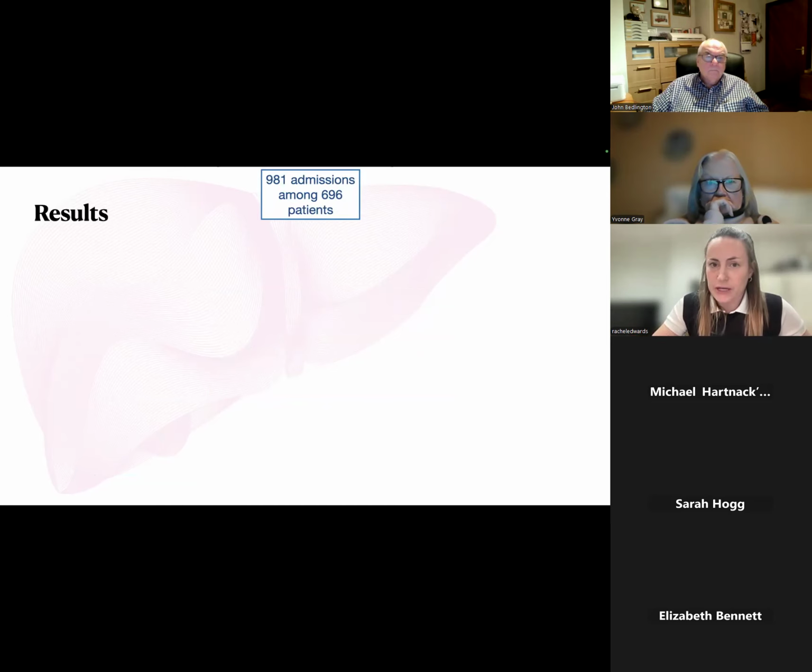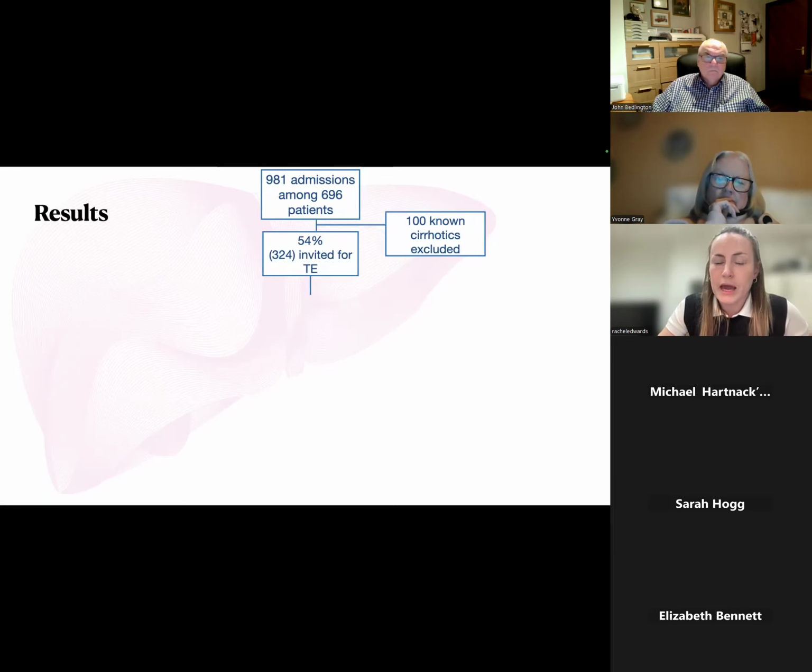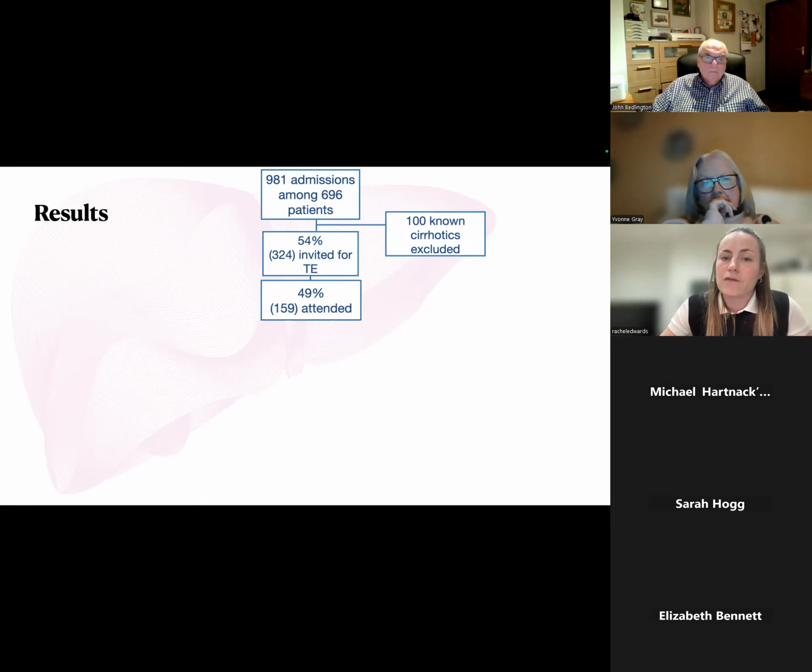So during that 1-year time period, there were 981 admissions among a total of 696 patients. So that mismatch representing those who repeatedly attend. 100 patients with cirrhosis were excluded. And 54% of those admissions were invited for TE, transient elastography, which is Fibroscan. So we met that minimum target of 35%. 49% of those who were invited actually came to their Fibroscan appointment.